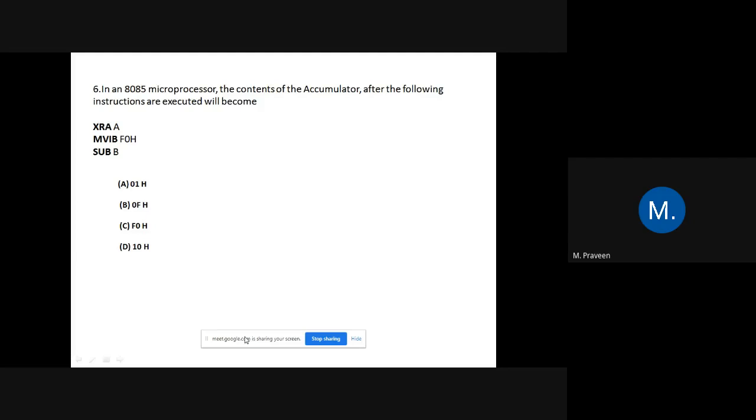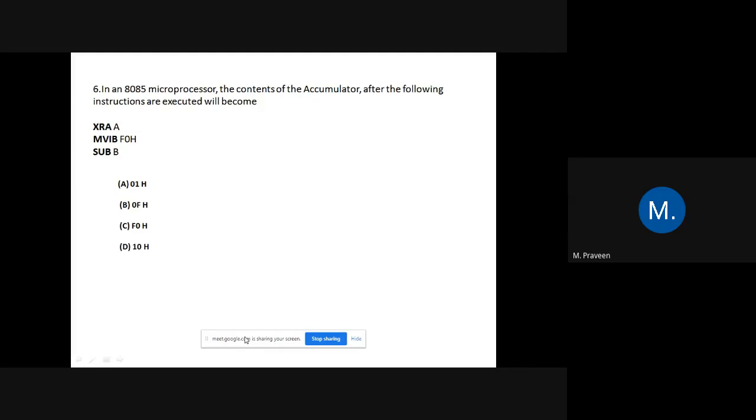So XOR A means the answer will be 0, A equal to 0. XOR A means A will be doing XOR with A. So if you do A XOR A, then the value of A is going to be 0. Then in the next instruction, we are immediately moving the F0 value to B register. Then the third instruction, we are going to subtract the B value from A.